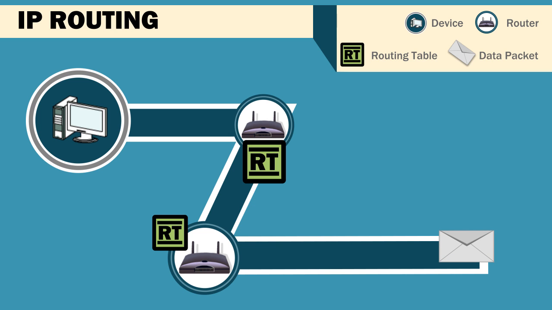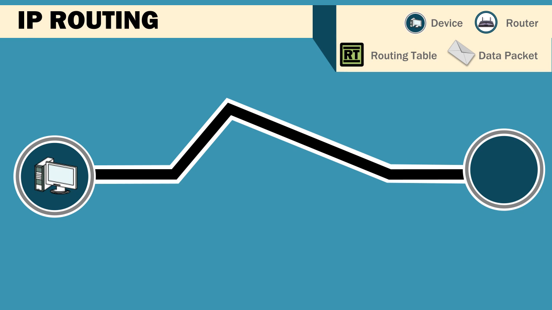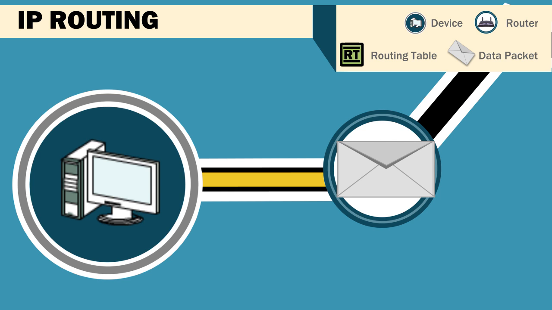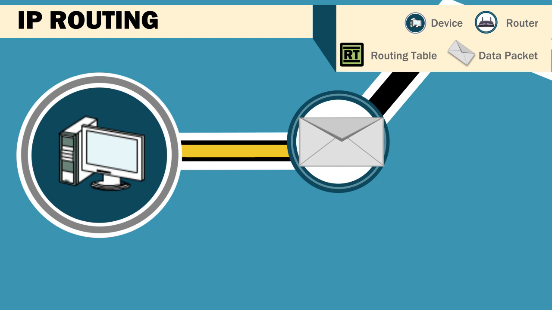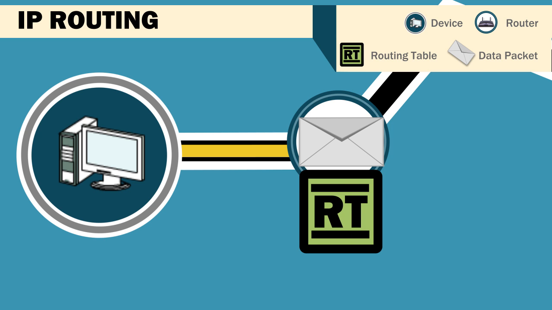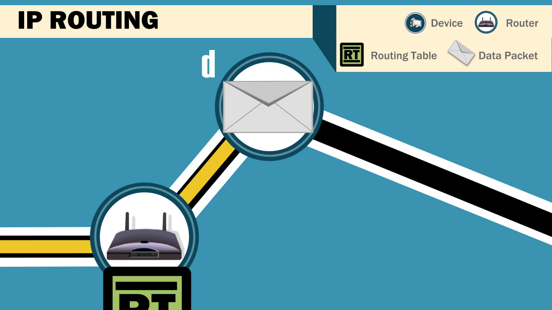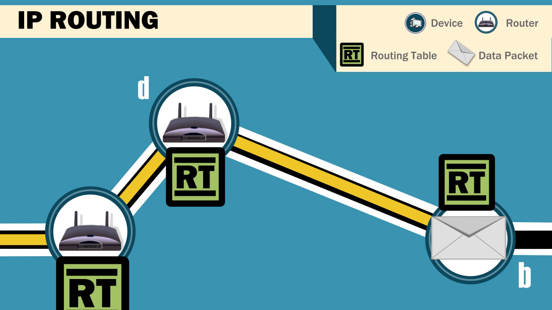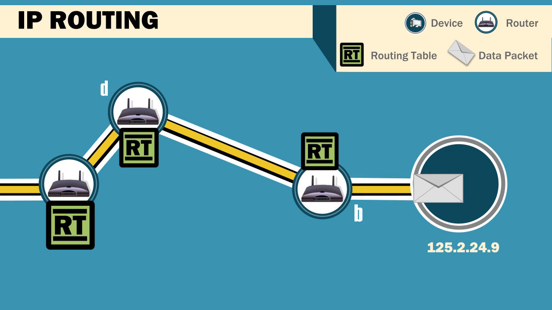Let's look at a more complex example. This time, the sending device is on the 5 network, and the destination address is 125.2.24.9. Just as before, the originating device sends the packet to its gateway router, which uses the routing table to find the next step needed to forward the packet to the 125 network. In this case, it's going to router D. Router D uses its table to determine the packet has to go to router B. Router B has the direct connection to the 125 network, so the packet moves to its final router before reaching the correct destination device.